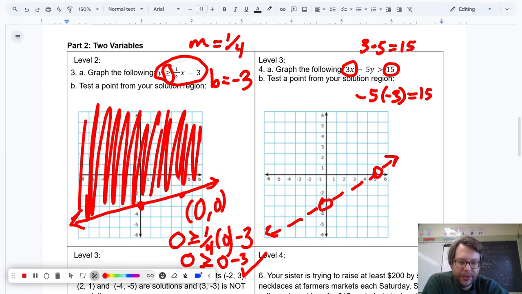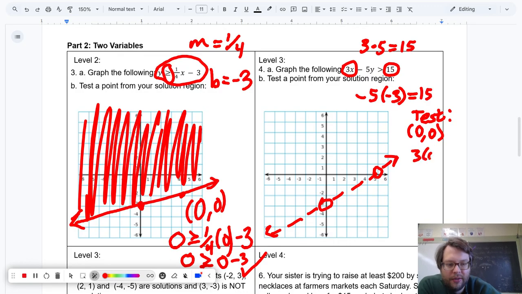I'm not sure which side to shade in, so I'm going to test a point now, and then I'm going to see if it works. I'm going to try testing the point 0, 0 again. This will tell me which side to shade. If I make x equal 0, I have to figure out what 3 times 0 is. I have to figure out what 5 times 0 is, and I have to see if that's greater than 15. 3 times 0, 5 times 0, and 0 minus 0 is 0. So ask yourself, is 0 bigger than 15?